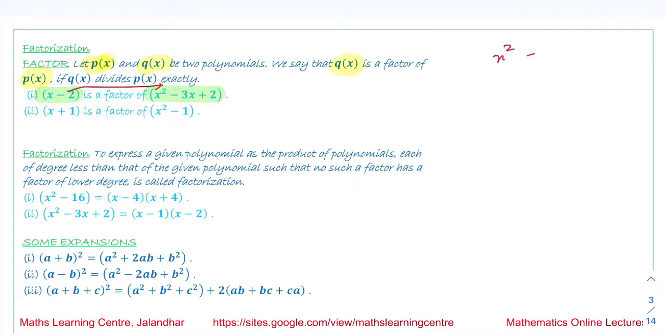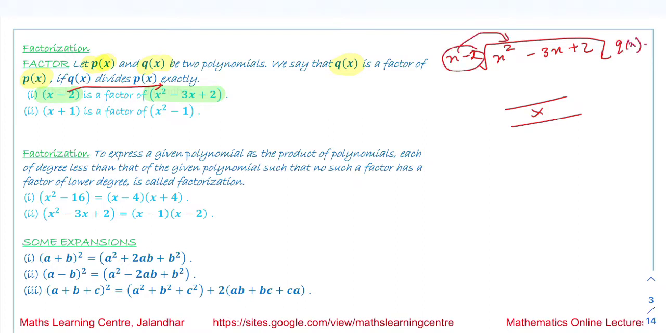If you write x square minus 3x plus 2 and divide it by x minus 2, the remainder will be 0. So we say x minus 2 is a factor of this term; some quotient will be there, and the remainder is 0. Similarly, in the second example, x plus 1 is a factor of x square minus 1.